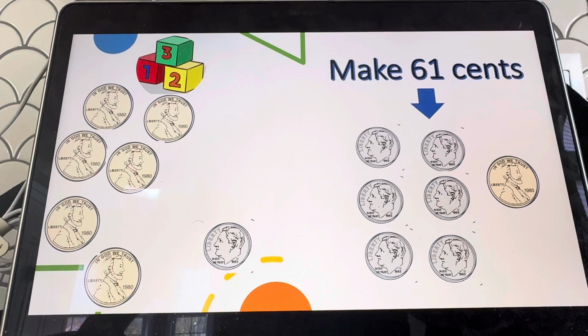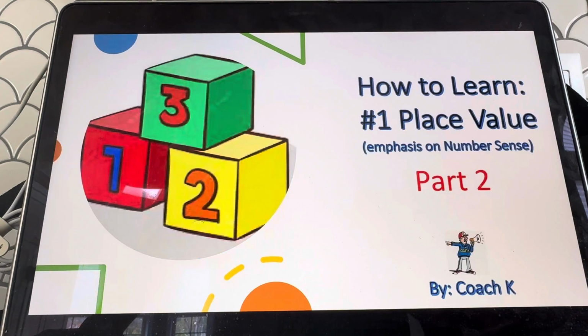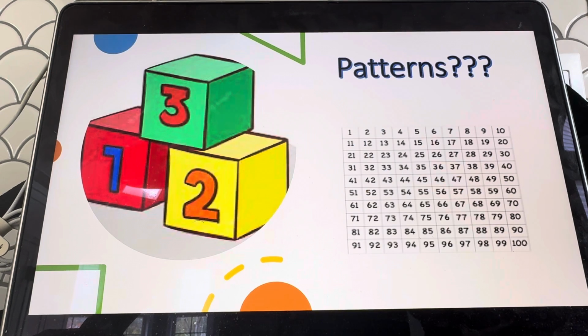And then 61 cents, we finished off with this of like transferring it over just to make sure that they got the concept on a deeper way. If they can do the rods, they should be able to do it with the money as well. And then now we're going to go on to something else. Lesson part two is going to be patterns.